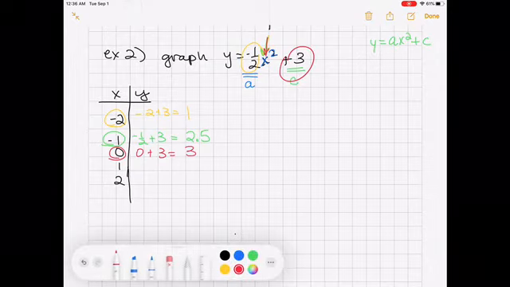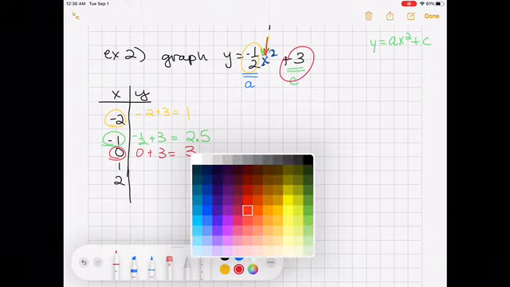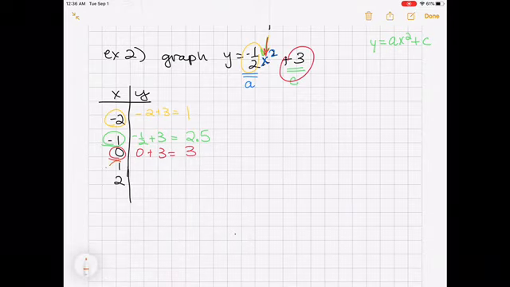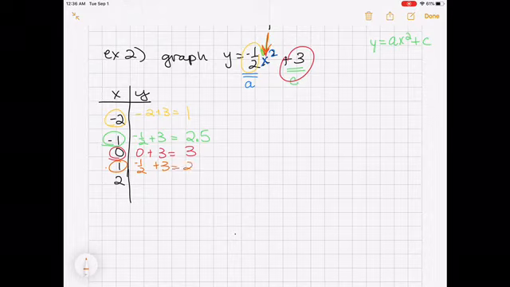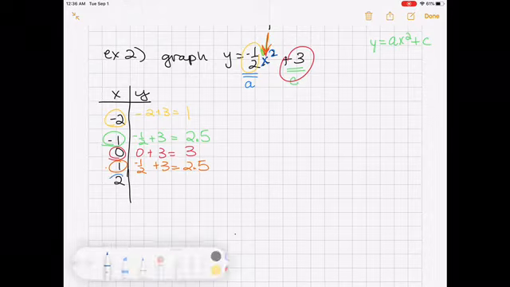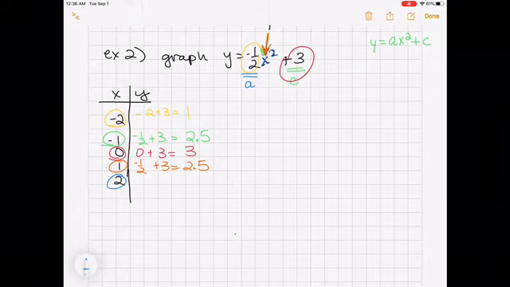And then we're going to finish this off. Let's do orange. We've got 1. We're going to plug it in right here. 1 squared is 1 times negative 1/2 is negative 1/2. Add the 3. And we get 2.5 again. Do you see a pattern? And the last one, we're going to insert positive 2 into the x squared, so that becomes 4 times negative 1/2 is negative 2, add the 3, and we get 1.